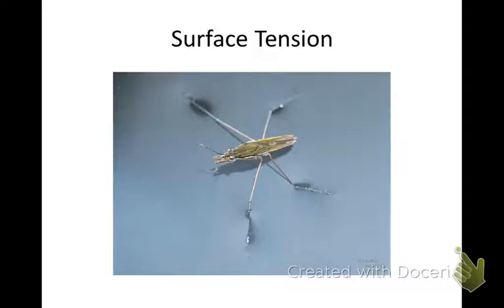Okay, these are all properties of water. So cohesion was like the first property. Adhesion was the second property. Third property we're talking about is surface tension.